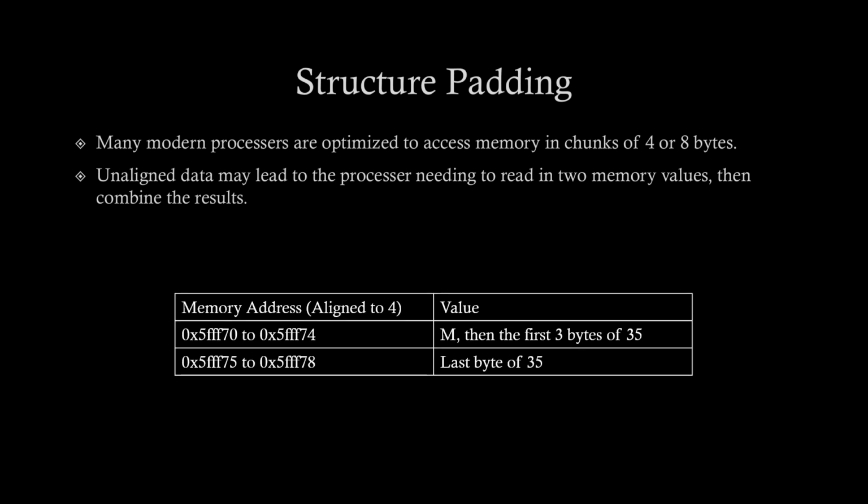So let's have another table here that represents an unpadded structure, or a packed structure as we call them. As we can see, our age value, or 35, is misaligned, meaning the processor may take longer to access it because it spans a memory boundary of 4, which can lead to performance penalties on certain architectures.